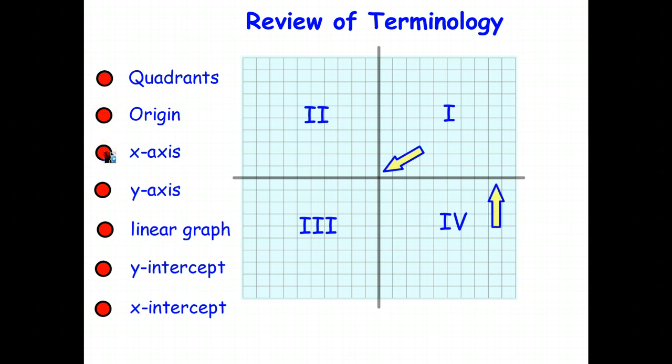The horizontal line is called the x-axis, and I'll write an X along there just to show you that we actually do label it. The vertical line is called the y-axis, so we can label that with a Y. And I'm going to turn those off for now.